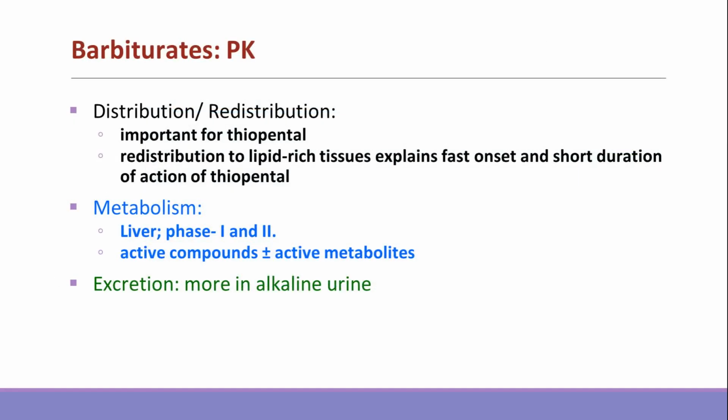The pharmacokinetic parameter like distribution or redistribution is the main reason for the rapid onset and short duration of action of the ultra-short-acting barbiturate thiopental. The underlying reason is its high lipid solubility that enables the drug to leave the CNS and get redistributed to lipid depots. Barbiturates are metabolized in the liver and excreted more rapidly in alkaline urine. Some barbiturates have active metabolites in addition to themselves being active, explaining a long duration of action.